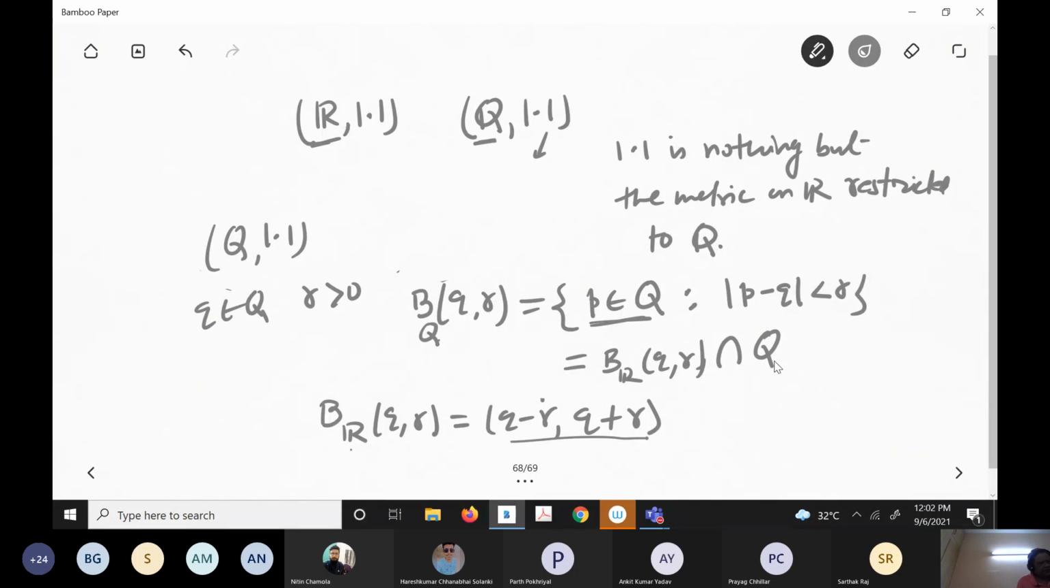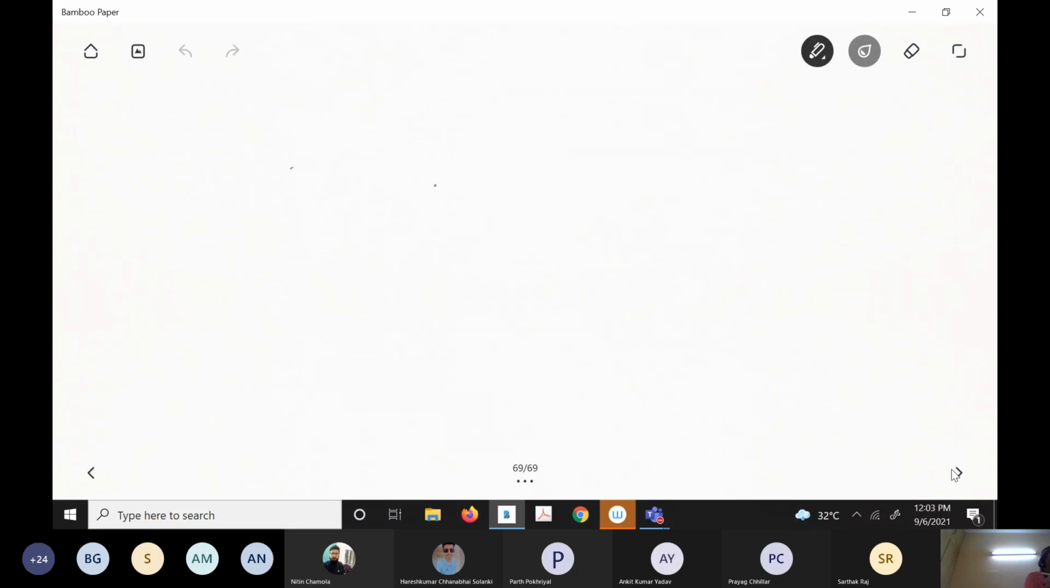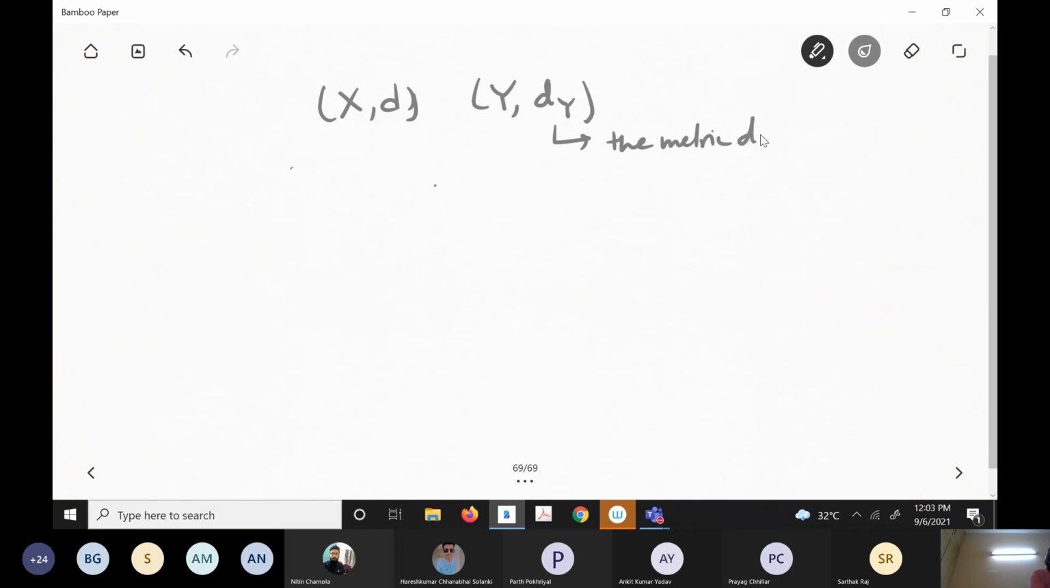Okay, right? So you can easily see that, suppose I have a metric space (X,d) and a subset Y. Usually, once you understand, this is not required. This is the same metric, the metric d of X restricted to Y. Sometimes you write this to indicate it, but if you have no confusion, you can also simply write (Y,d).